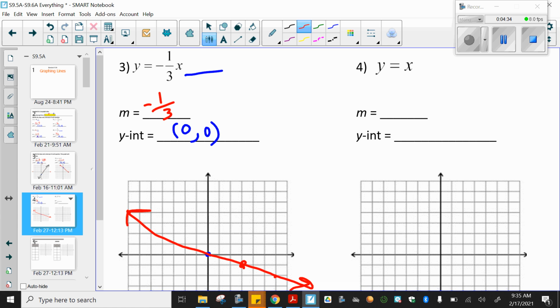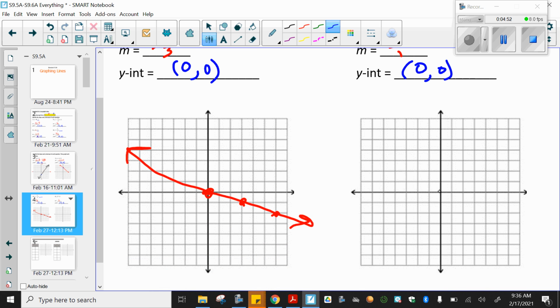Make sure your dots are big enough to see them behind the line. There's our 3. All right, let's do it again. Y equals x. Oh, goodness. Our slope is x, so it's 1 over 1. Right? Our y-intercept is 0, comma, 0. So again, we're going to do it at the point of origin. Big dot. And then 1 over 1 says we go up 1 and over 1.